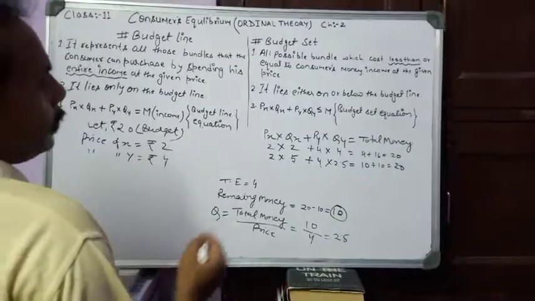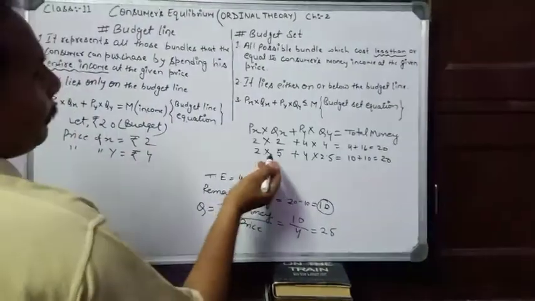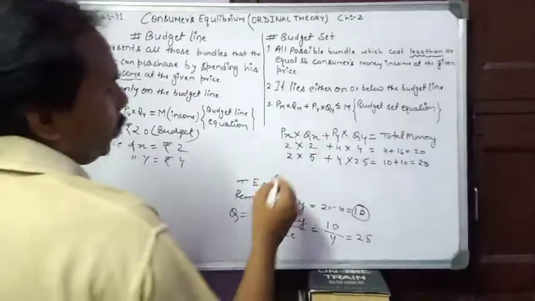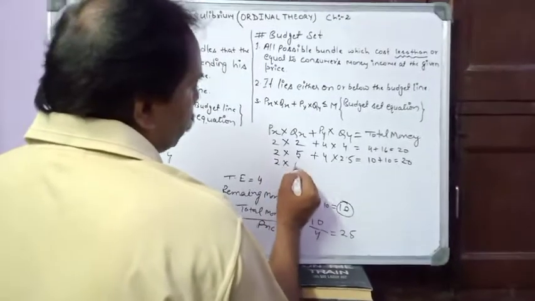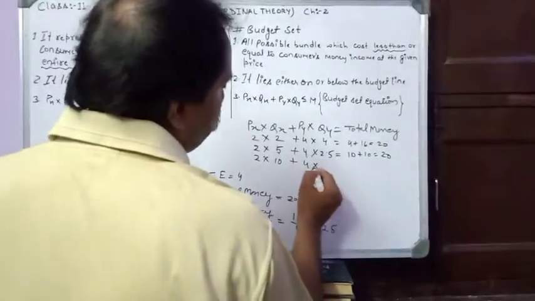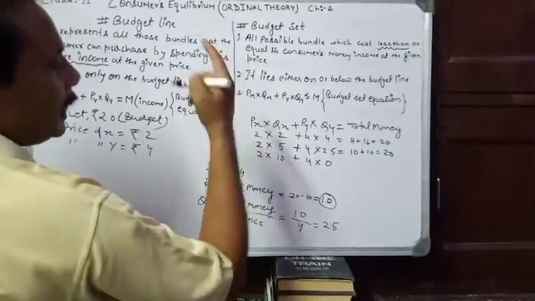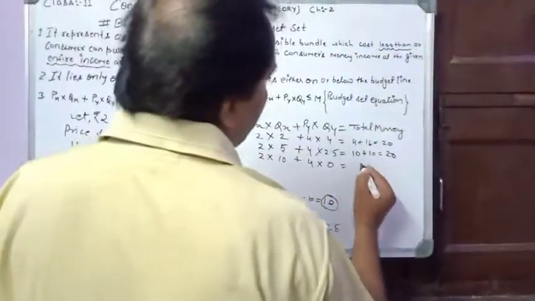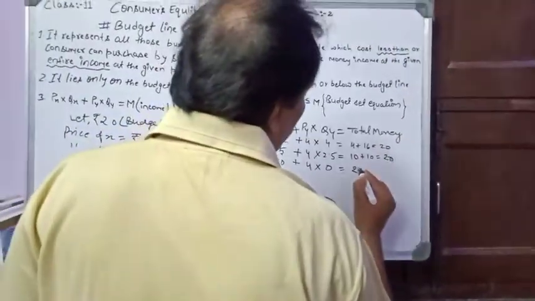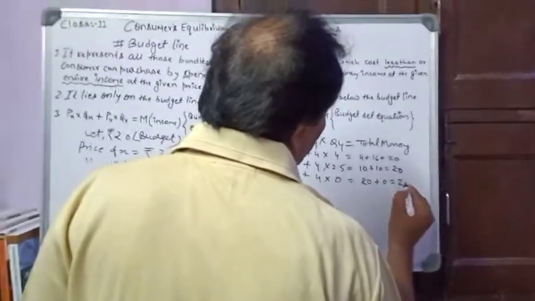Next, suppose he is ready to buy 10 units of X commodity. So 2 into 10 plus 4 into 0, because the whole money is spent on X commodity. So again it is 20 plus 0 is equal to 20.